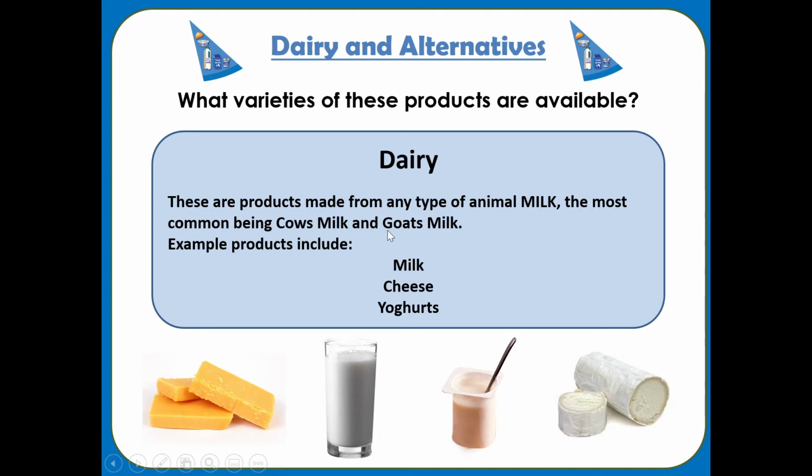We'll only really look at cow's milk and goat's milk. You can look it up if you want, guys. You can get milk from so many other animals. I was looking into it a few weeks ago, and you get things like camel's milk. But the most common ones that you're going to find in this country are cow's milk and goat's milk. The types of products that we'll get from these are things like milk, cheese and yogurts.